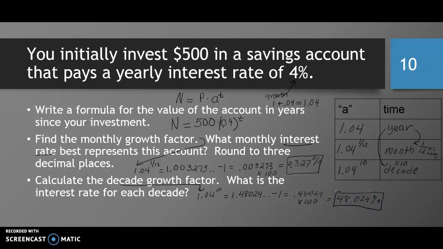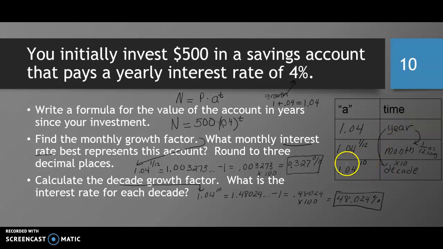So some really important things in this problem. The first thing is the way that we make a growth factor is taking 1 for the original item and adding the percent of growth. That's how we got the 1.04 for a year. When we want to adjust that for a different time frame, we have to look at the relationship. And so a month was 1/12 as long, so we used an exponent of 1/12. Whereas a decade was 10 times as long, so we used an exponent of 10.